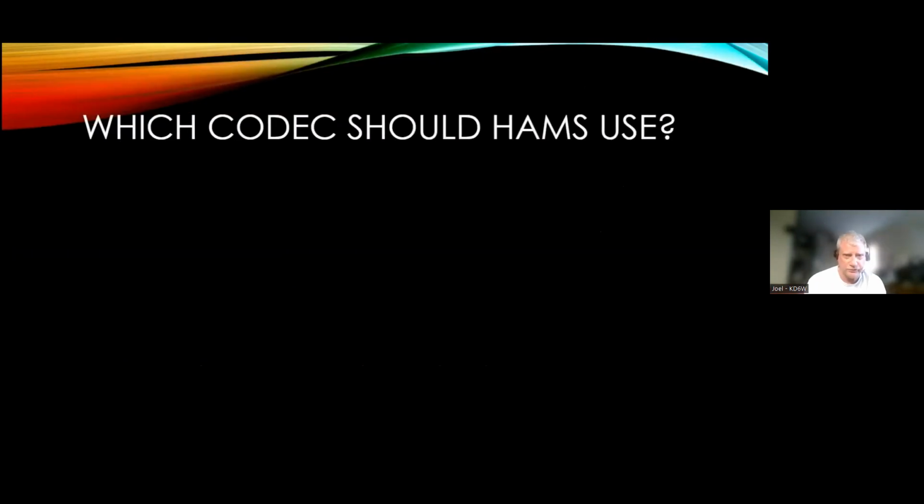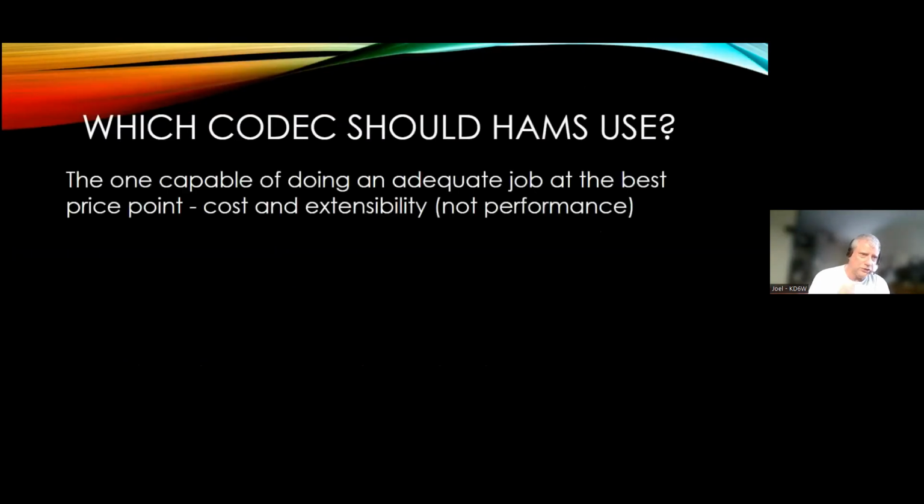So which one should we use? Well, you should use the one that's capable of doing an adequate job at the best price point, cost, and extensibility. We're not talking about performance here. If you want to make an MPEG-2 encoder, you can. It runs on a Raspberry Pi, and it's using software that's free. And you can probably make it actually do AVC. It's all based on modules that you get in software that are free downloads. There are tools like FFmpeg and things like that.